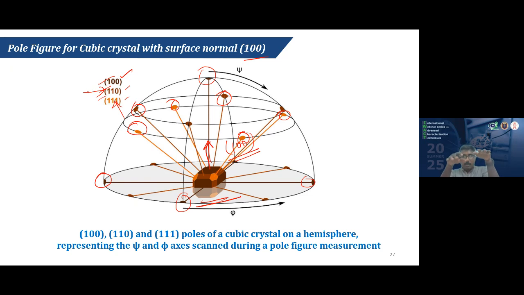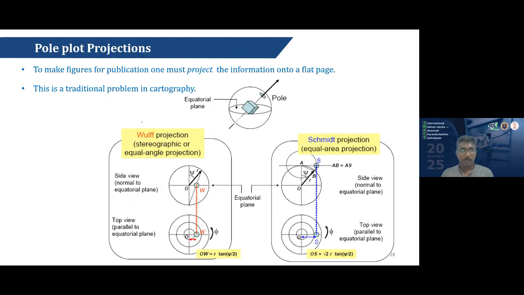We cannot insert a 3D picture into our publication, so we have to project these poles into a two-dimensional plane. It is a traditional problem in cartography. There are different methods available to project these poles on the surface of a hemisphere to a two-dimensional plane. Two of the methods are Wulff projection and Schmidt projection. Wulff projection is also called a stereographic projection or equal angle projection. Schmidt projection is called an equal area projection.